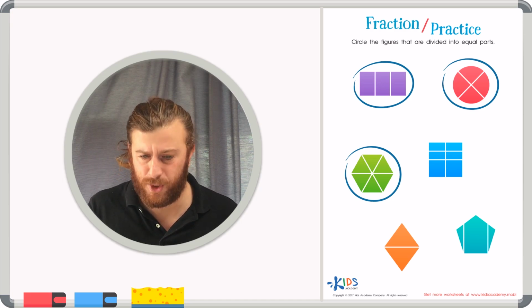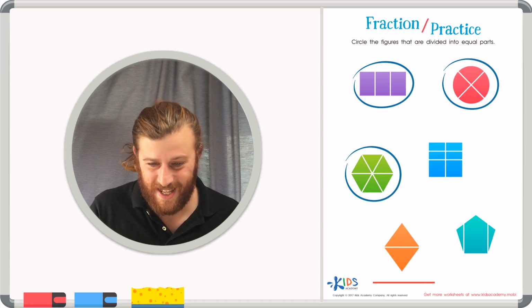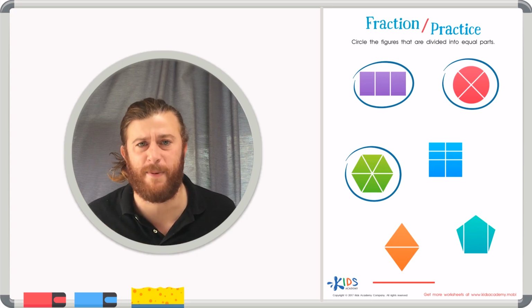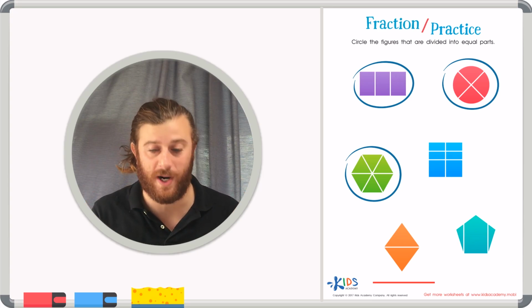Our 5th example shows us a rhombus. And in this rhombus, I see 2 triangles that look exactly the same. And I bet if I flip these triangles on top of each other, they would cover each other up to show that they are exactly equal parts.